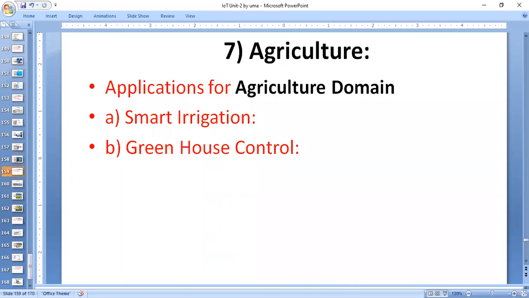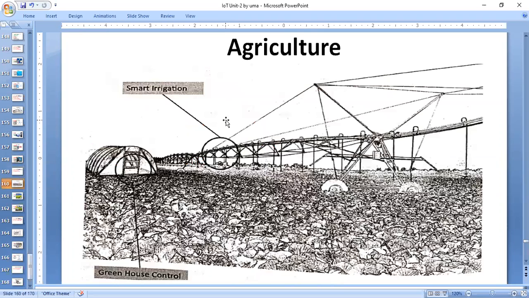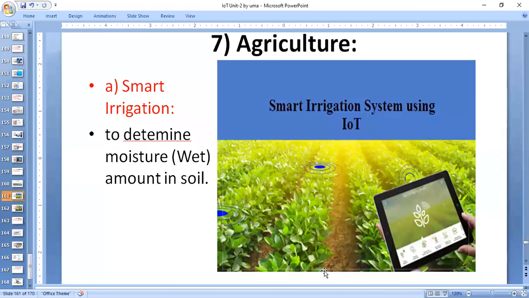Next application, we are coming to agriculture. In agriculture, one is a smart irrigation system. Next one is a greenhouse control system. If you come to the diagram showing the smart irrigation system, here we will identify the moisture levels in the soil. The smart irrigation system is used to determine the moisture amount in the soil.